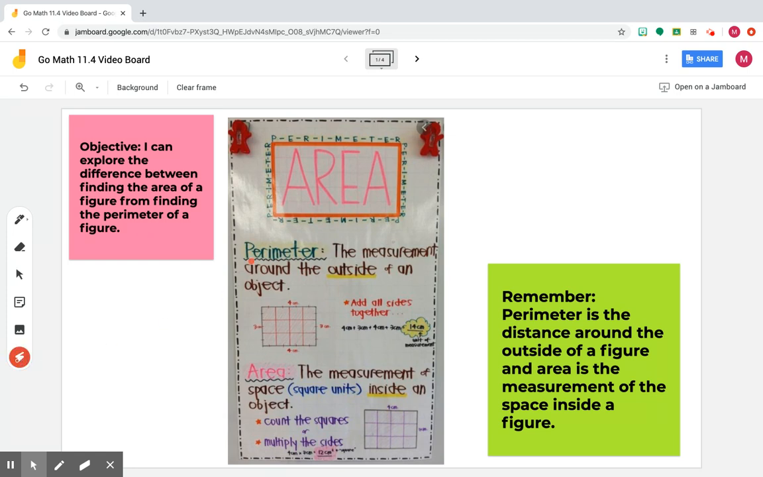Remember that we know the perimeter is the measurement around the outside of an object. And to find perimeter, we count all the sides of a figure and then we add them all together. But area means that we are finding the amount of space inside a figure. And we can do that by counting the squares inside a shape or multiplying the side lengths. We'll get into that a little bit more later on.